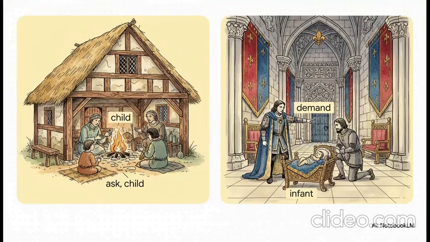And here's a perfect example of what I mean. Notice how we often have two different words for the same thing? One word, like ask or child, feels pretty simple, kind of down to earth. The other, like demand or infant, sounds a little more formal, maybe a bit fancier. That's not a coincidence, folks. That's the linguistic footprint left behind by centuries of history.